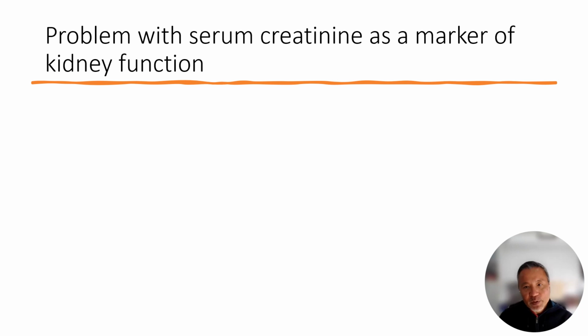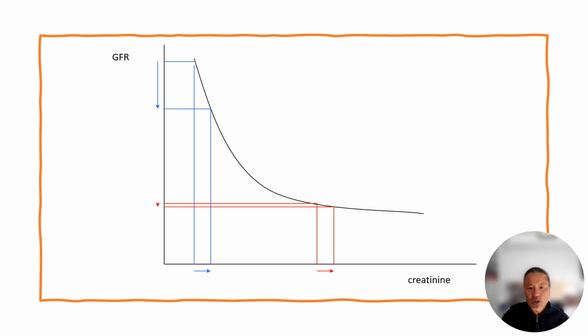Creatinine is the preferred marker of kidney function over urea, but it also has some limitations. And the limitations are around the fact that the relationship between serum creatinine and kidney function is not linear. So in this figure here, you can see on the x-axis is the serum creatinine, and on the y-axis is your kidney function or glomerular filtration rate. So let's look at the blue arrow first. And this depicts a person who's got a relatively low serum creatinine or relatively good kidney function.